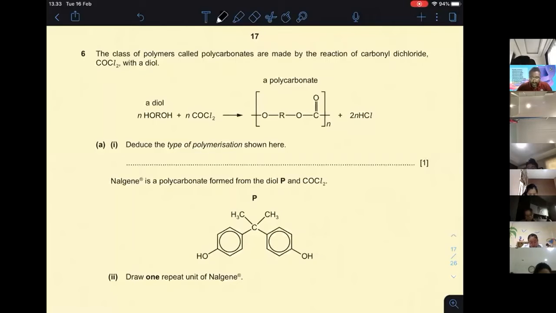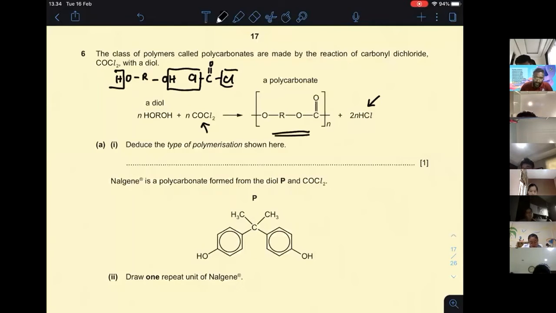So number 6, the class of polymers called polycarbonates are made by the reaction of carbonyl dichloride with a diol. So you are going to get a polycarbonate and you are going to get HCl. When I look at this, I see there are going to be 2 OH groups, so I have R, another OH. If I have C double bond O, Cl, Cl, I can see that maybe this one will come out, and then this one with another diol, and this one with another molecule. So they are going to give you this polycarbonate.